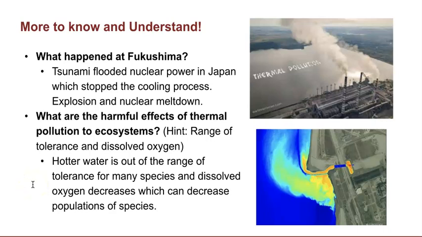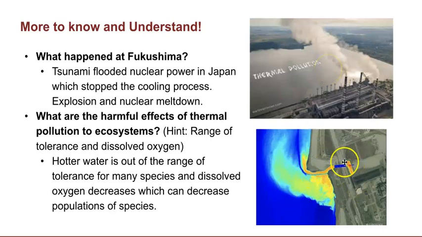What are the harmful effects of thermal pollution to an ecosystem? Remember, range of tolerance from Unit 2 and dissolved oxygen. So here's the answer. Nuclear power plants and other power plants, not just nuclear, cool their reactors with water. The water heats up. Also, they boil the water to make steam to spin turbines. They've got to cool the water down before they use it again. If they're right next to a body of water, they use the body of water to cool the water down. Well, it makes the body of water really hot, and we call that type of pollution thermal pollution.